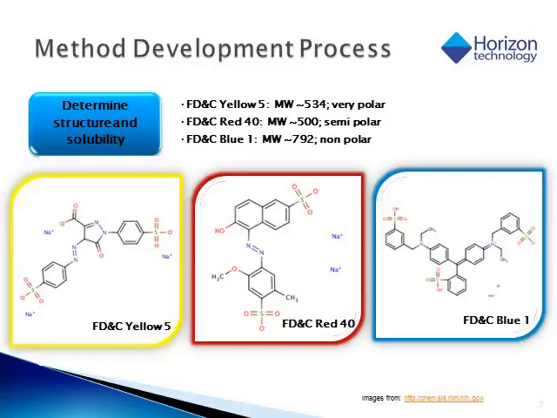Determining structure and solubility is important just to determine polarity of each of the compounds. FD&C yellow 5 is a very polar compound, FD&C red 40 semipolar, and FD&C blue 1 nonpolar. And this allows me some opportunity to separate out the compounds in considering the elution solvent and also the packing material that I'd like to use.